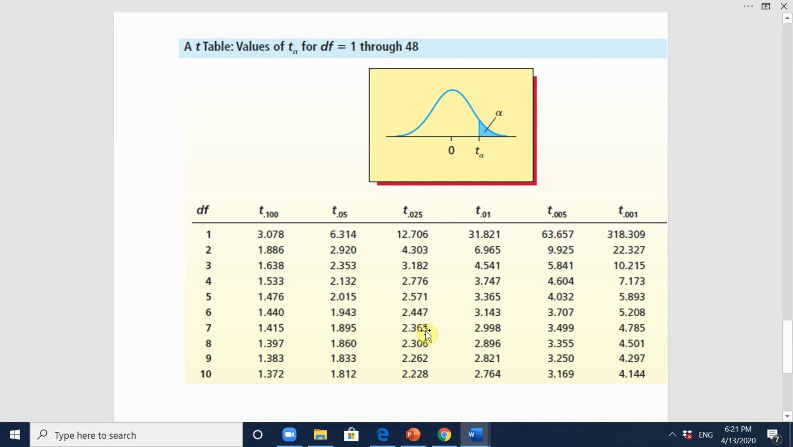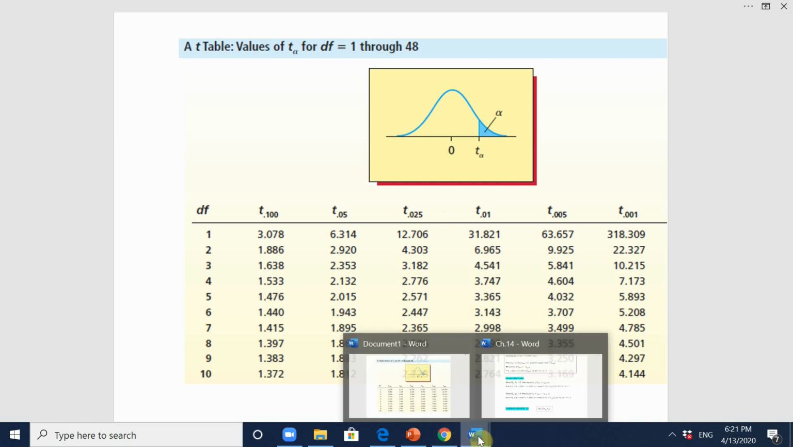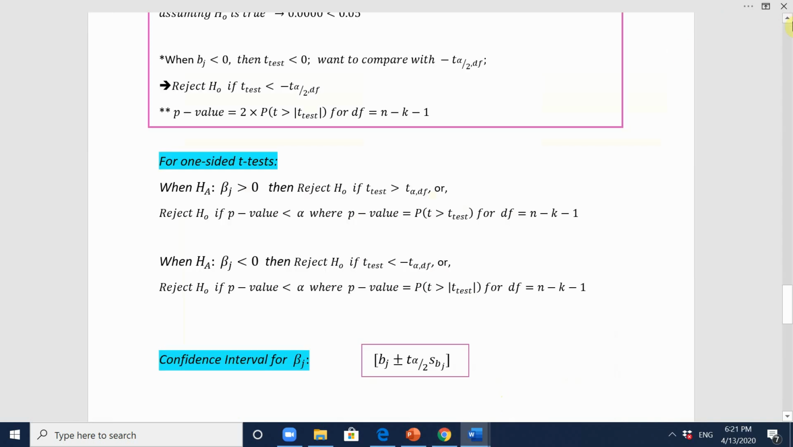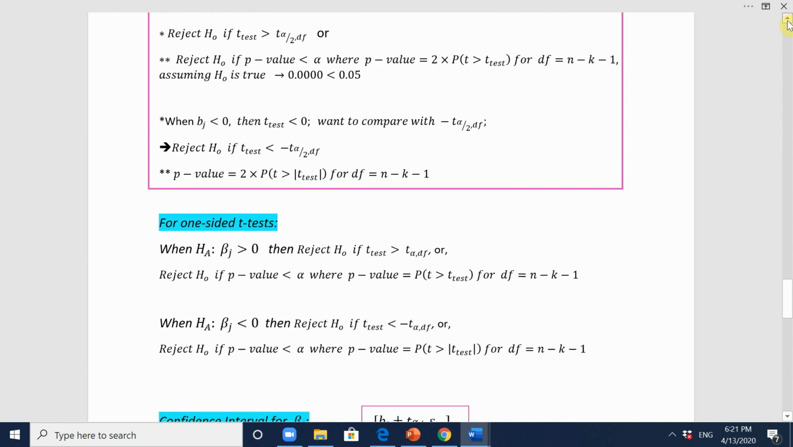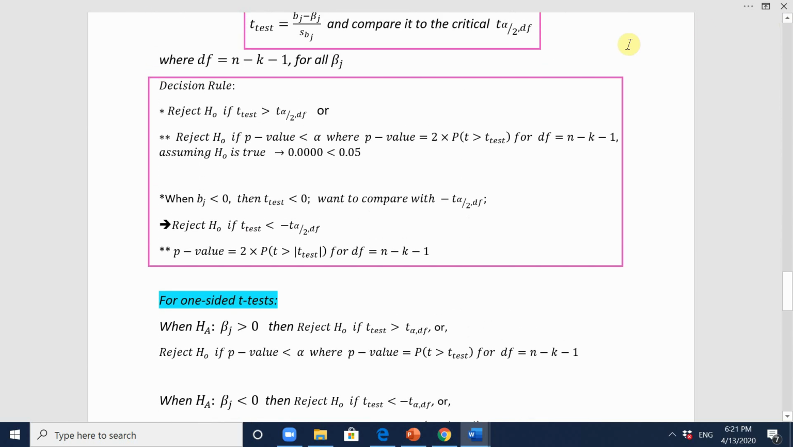So remember that, 2.365. Now if I go back to my decision rule, here I see that I had a t-test value of 3.95, which I got from my Excel output, and I'm comparing that to a value of 2.365, I think that was the number, yes. And so clearly here, my t-test value is greater than my critical point, hence I reject the null hypothesis.